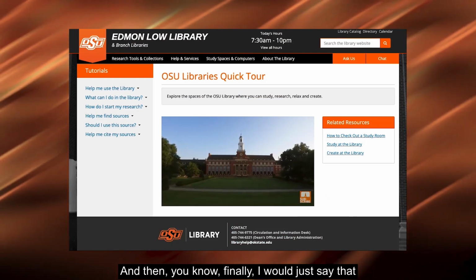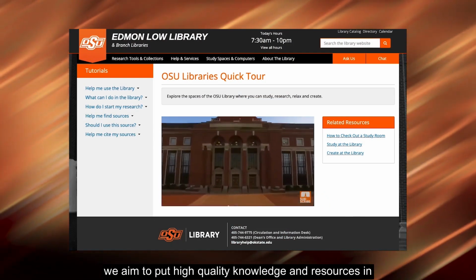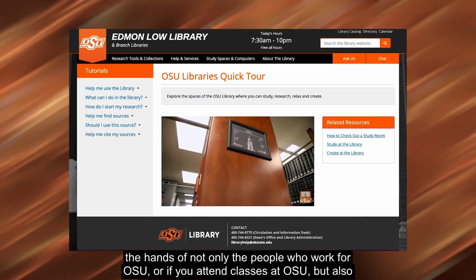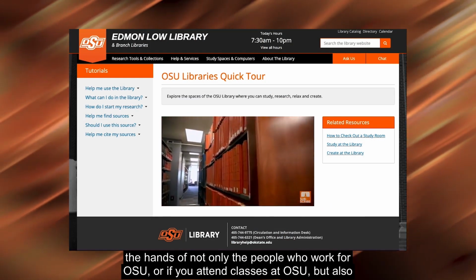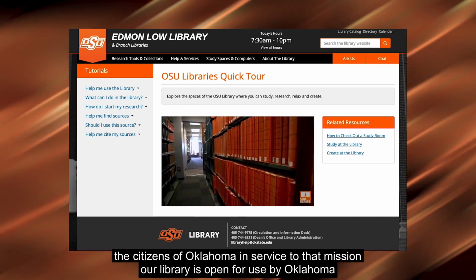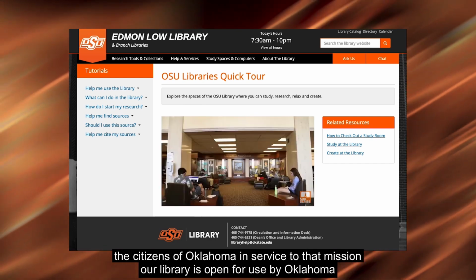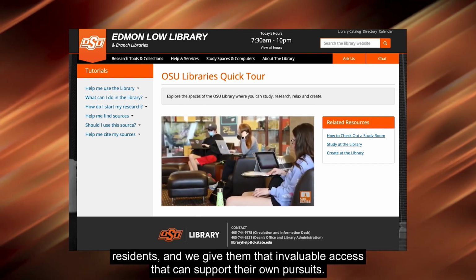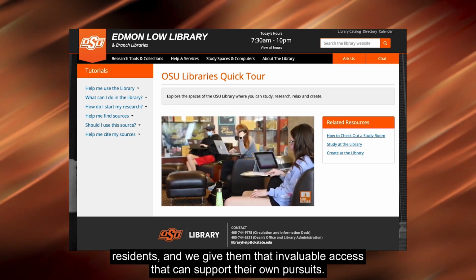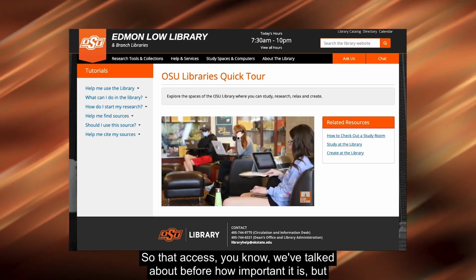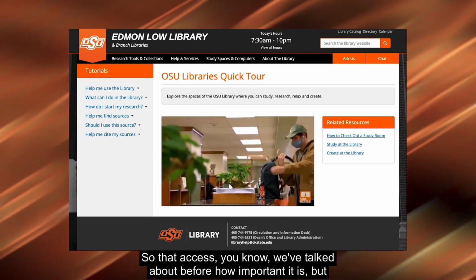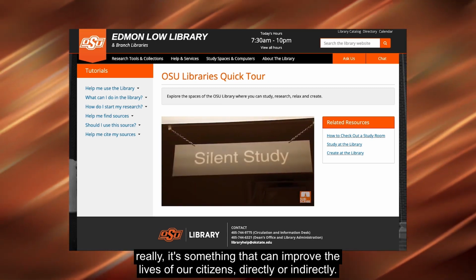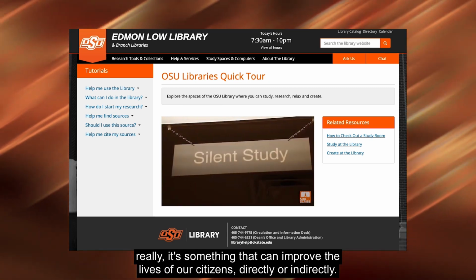And then, finally, I would just say that we aim to put high quality knowledge and resources in the hands of not only the people who work for OSU or attend classes at OSU, but also the citizens of Oklahoma. In service to that mission, our library is open for use by Oklahoma residents, and we give them that invaluable access that can support their own pursuits. So that access, we've talked about before how important it is, but really it's something that can improve the lives of our citizens directly or indirectly.